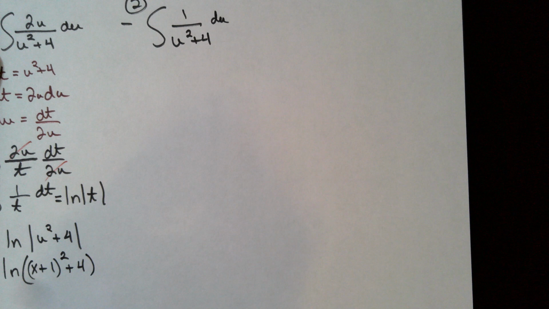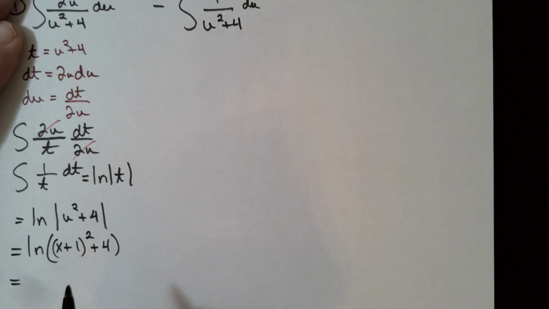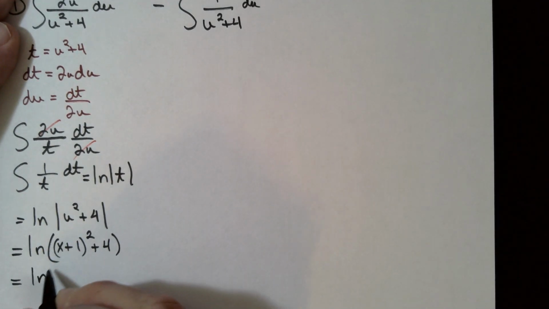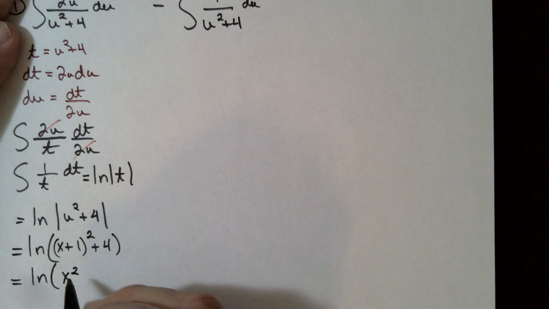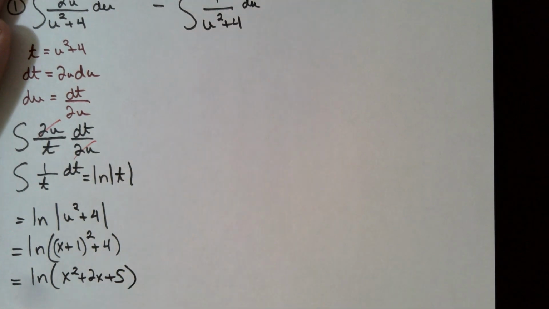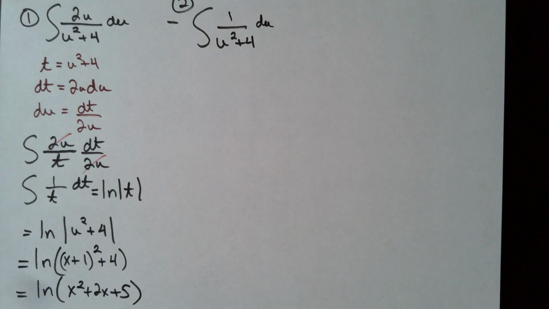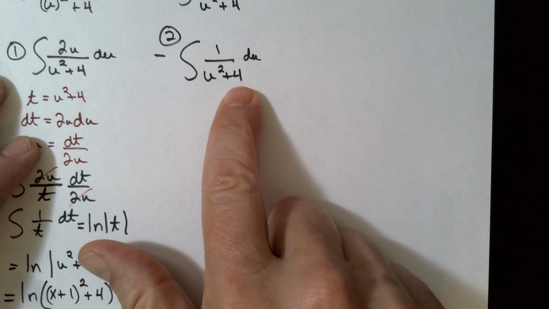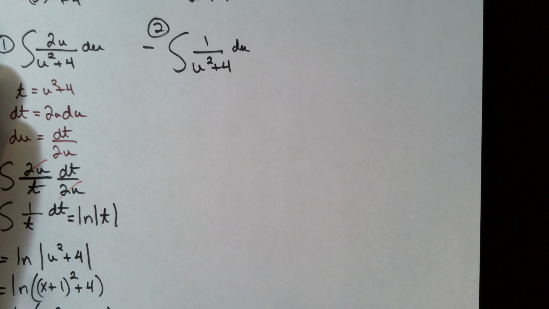Okay, and if you clean that up, square this all out and such, you'll get ln of x squared plus 2x plus 5. And that takes care of the first integral. Okay, now we'll take a look at the second integral. That's this one here. Okay, so this one is going to be a trig substitution.